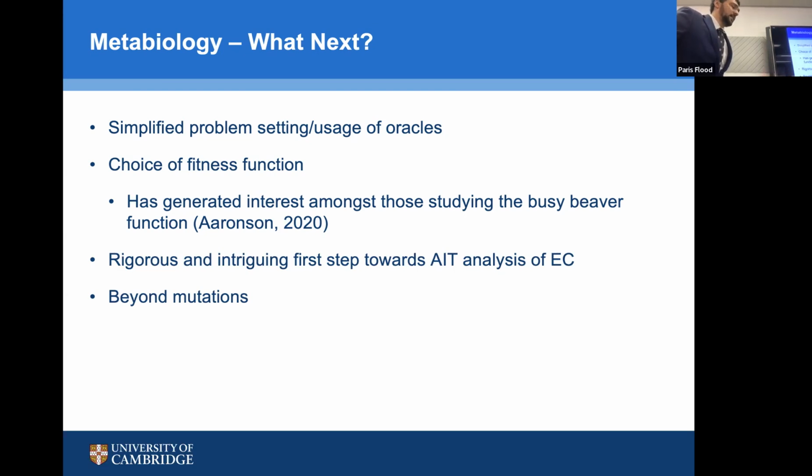A lot of the interest in this paper comes from people like Scott Aaronson, who are complexity theorists and are very interested in the busy beaver function, because it says something interesting: busy beaver numbers have a lot of information to say about the next busy beaver number, which is a little bit surprising. However, it's a pretty rigorous first step towards using AIT as a tool to study evolutionary computing. And there are definitely real world analogs to this, in terms of algorithmic mutation.